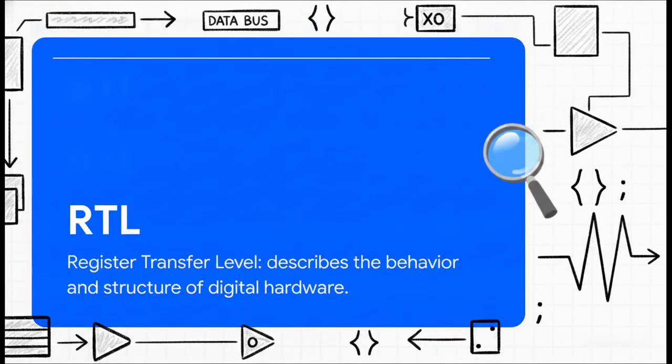RTL, or register transfer level, is incredibly fascinating. Instead of drawing tiny gates and microscopic wires, VLSI designers describe the behavior and the structure of the digital hardware using code. They use hardware description languages like Verilog or SystemVerilog. Think of it like writing a highly specialized if-then statement. If the clock ticks, move data from register A to register B. They are coding the behavior and the logic itself, not drawing the physical wires.